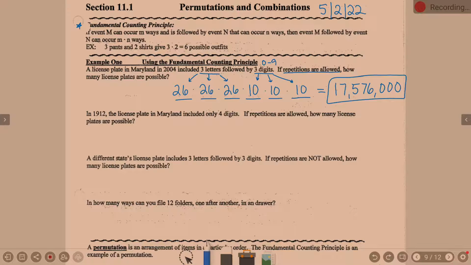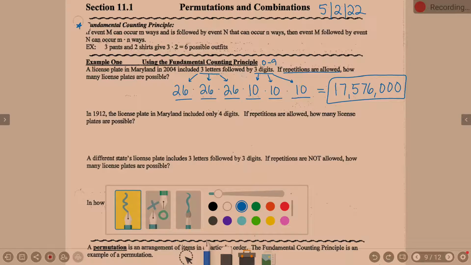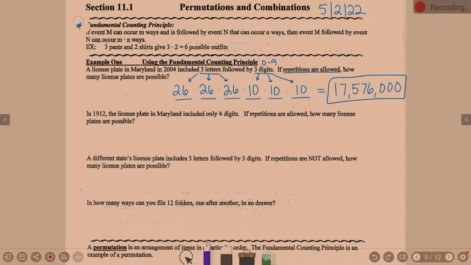Okay. Let's try the next one then. In 1912, the license plate in Maryland included only 4 digits. If repetitions are allowed, how many license plates are possible?